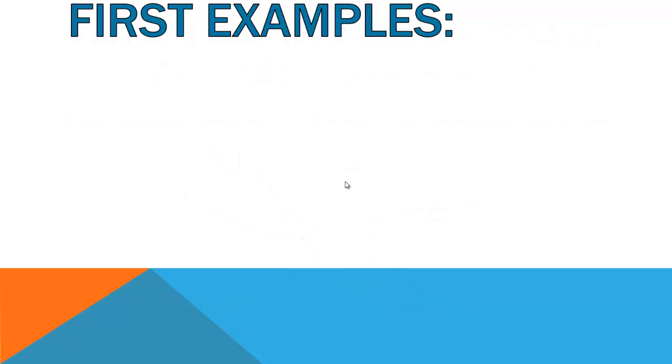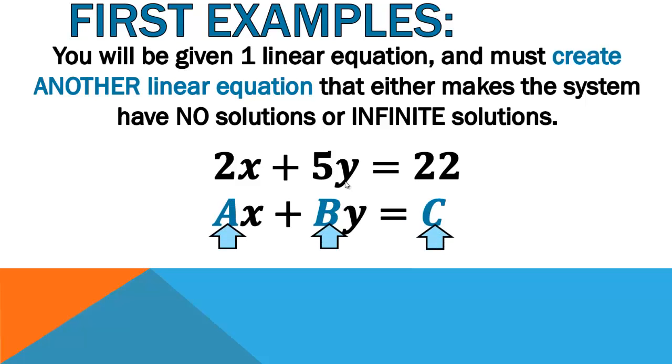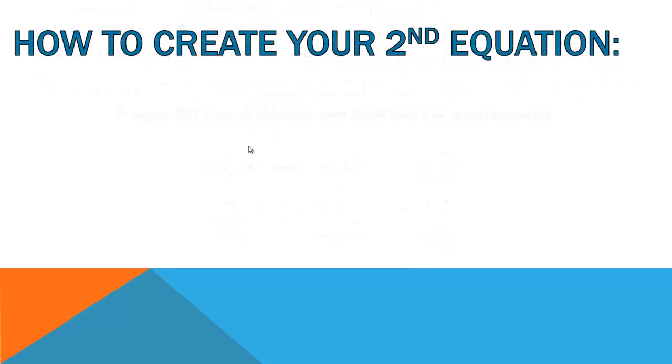Alright, so your first couple examples are, you're going to be given one linear equation and must create another linear equation that either makes a system have no solutions or infinite solutions. So take an example like this, this is basically how it's going to be set up. You'll be given one equation and you're going to have to come up with an A, B, and C that either creates a situation where there's no solutions or infinite solutions.